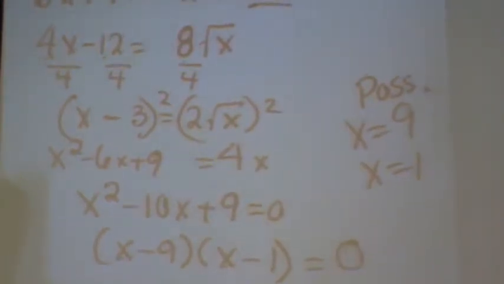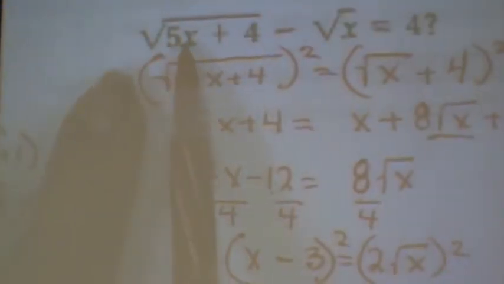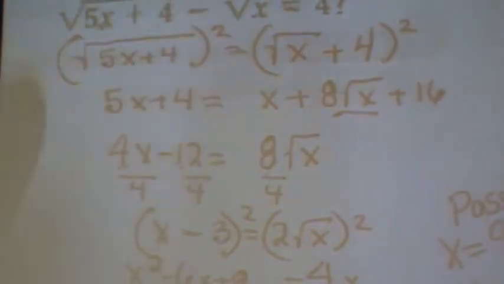But 1 doesn't work. I'll tell you why, because 5 times 1 is 5, 5 plus 4 is 9, square root of 9 is 3, and 3 minus 1 is 2. 2 does not equal 4.